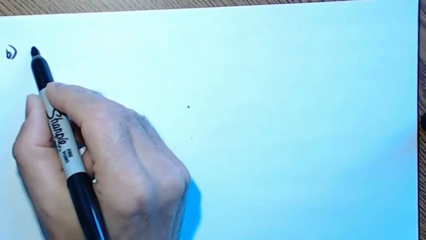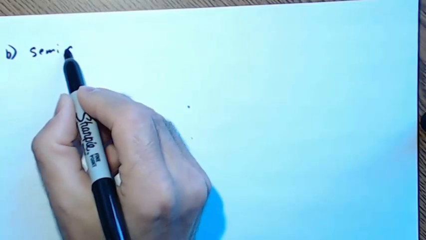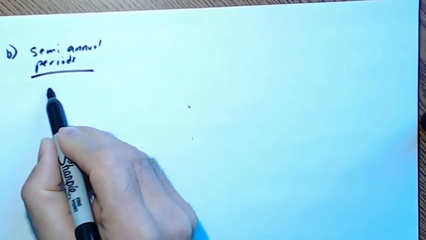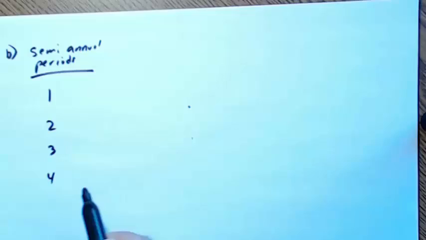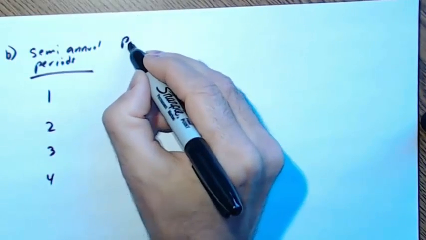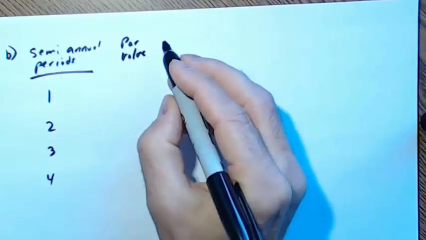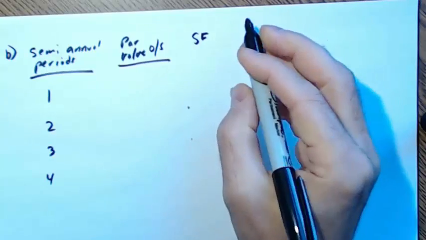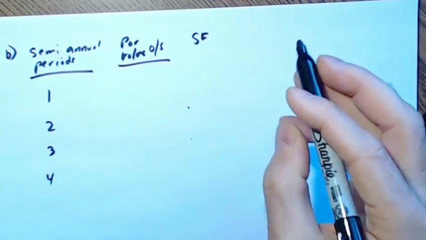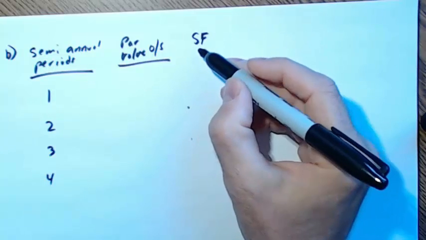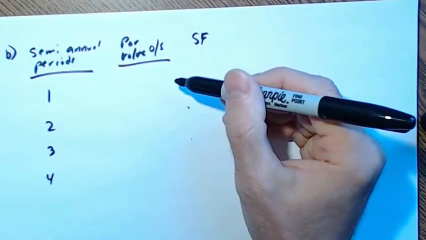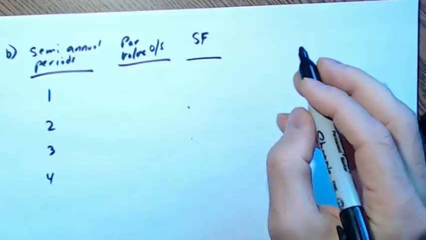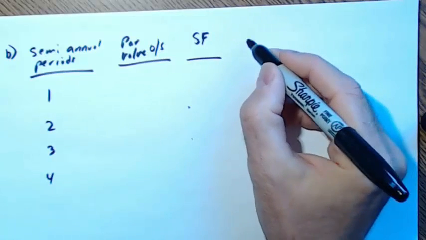Okay, so let's look at semi-annual periods: 1, 2, 3, 4. Par value. I'm setting up a table here to answer the problem. Par value outstanding. Okay. Sinking fund. And the sinking fund provision calls for either open market purchases, or calling the bonds at par. Okay. I'll just call it sinking fund.